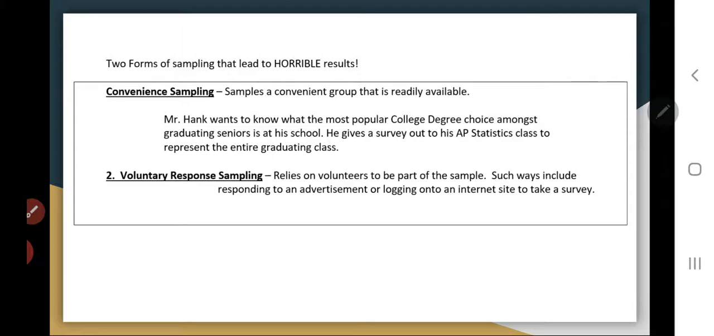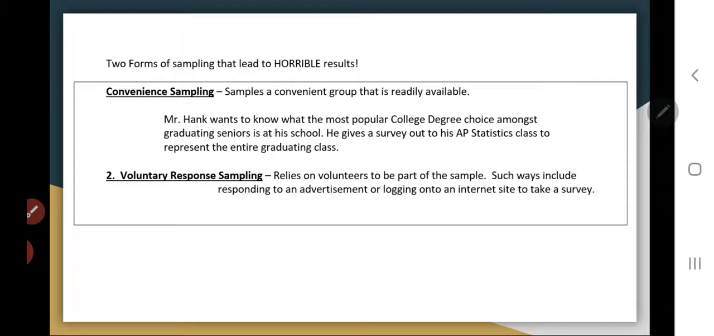For example, that I typed below, Mr. Hank wants to know what the most popular college degree choice amongst graduating seniors is at his school. He gives a survey out to his AP statistics class to represent the entire graduating class. It is his class. However, his AP statistics class is not entirely representative of the entire school. Those in an AP class are more likely to want to get college credit and be geared toward college. And you might be leaving out some of the population that is not considering college at his school.